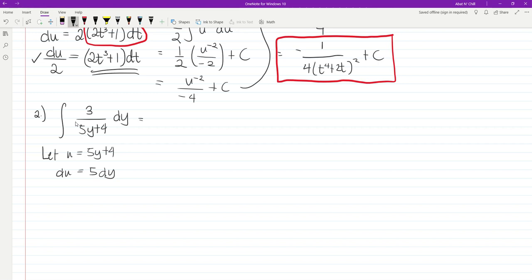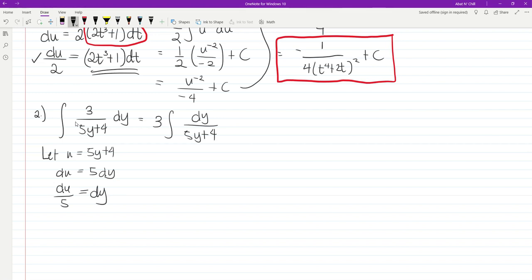But of course, we know that we can rewrite this integral by factoring out this constant. It's valid that we factor out that constant because that is a constant. So we have dy all over 5y plus 4. In the numerator, all we have left is the dy, and we can express our du in terms of dy by dividing both sides by 5. So we have du all over 5 equals dy.